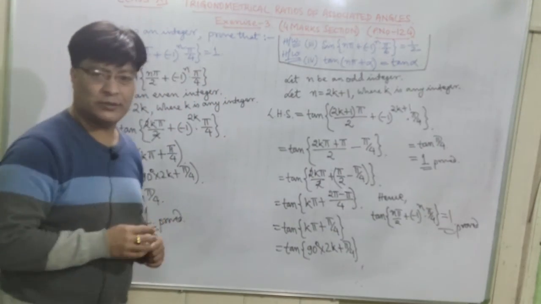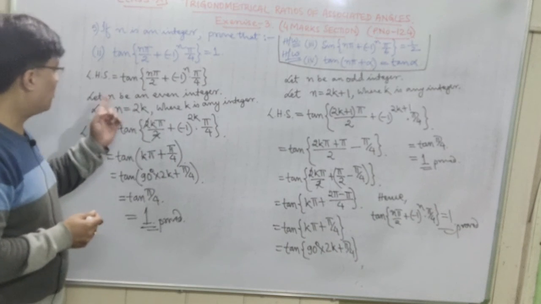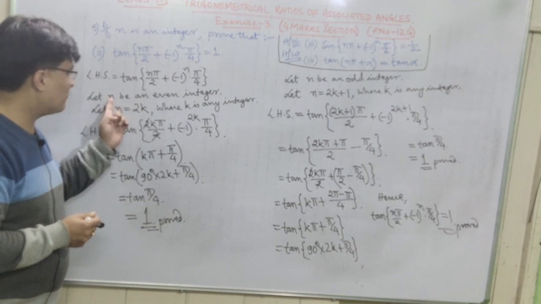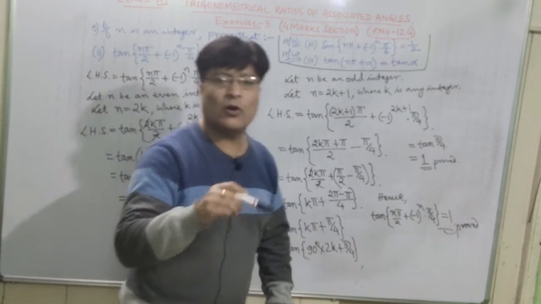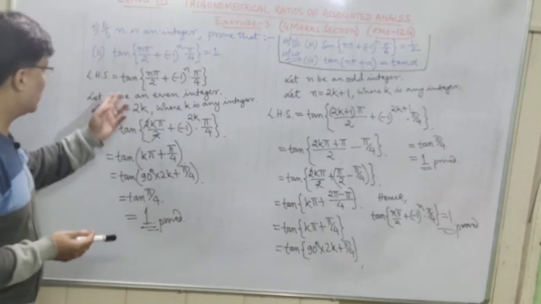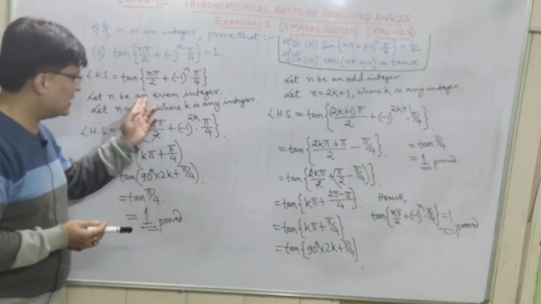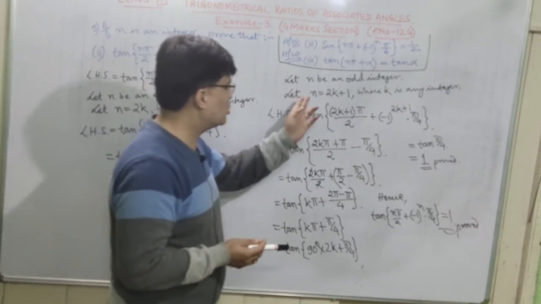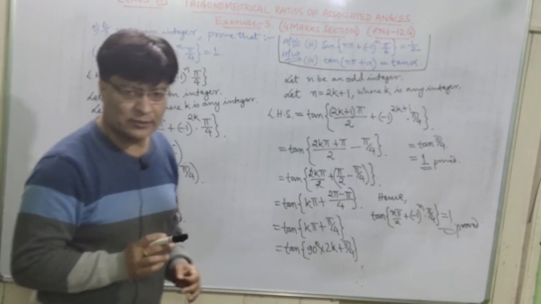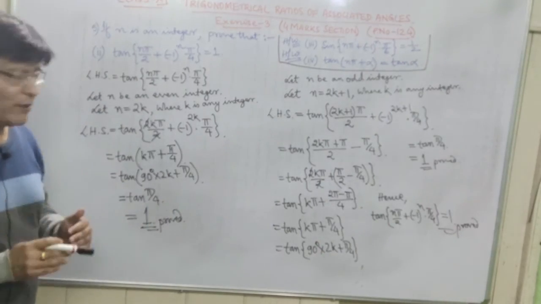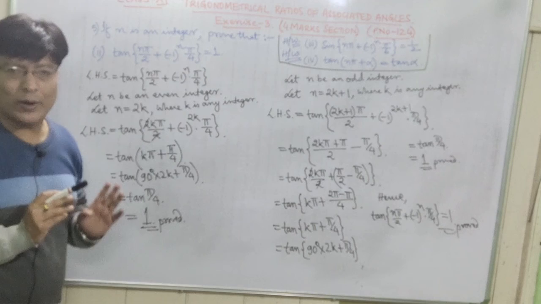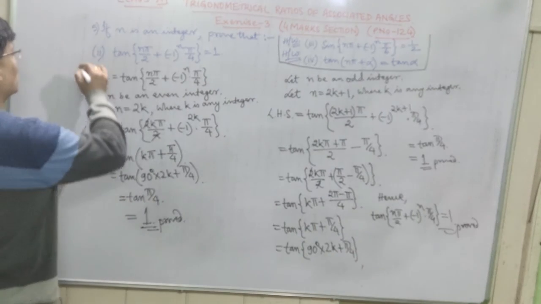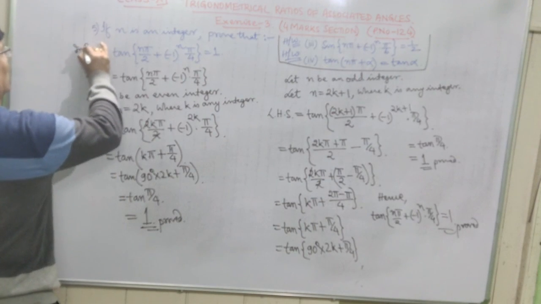So it is proved. We have assumed n as an even integer in one case and n as an odd integer in the other. In both the cases we have got the value, that is, the left hand side is equal to 1. So this is the answer. This question is also very important.